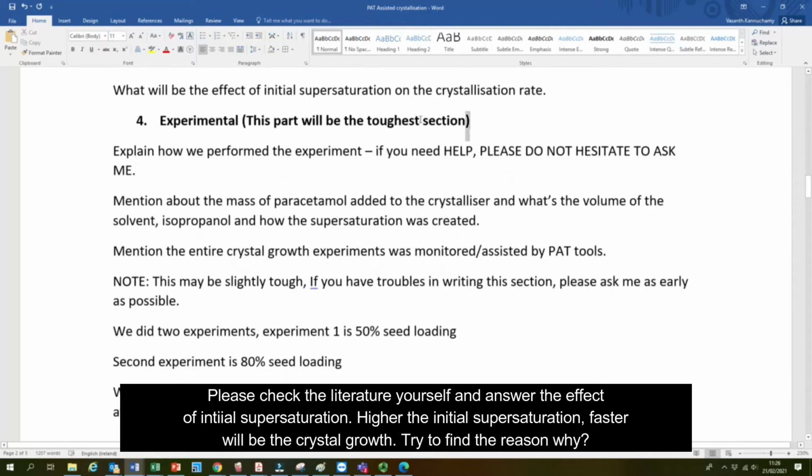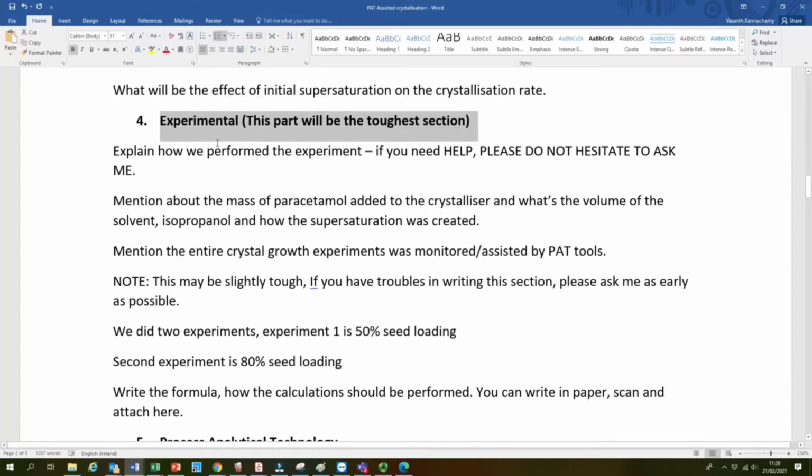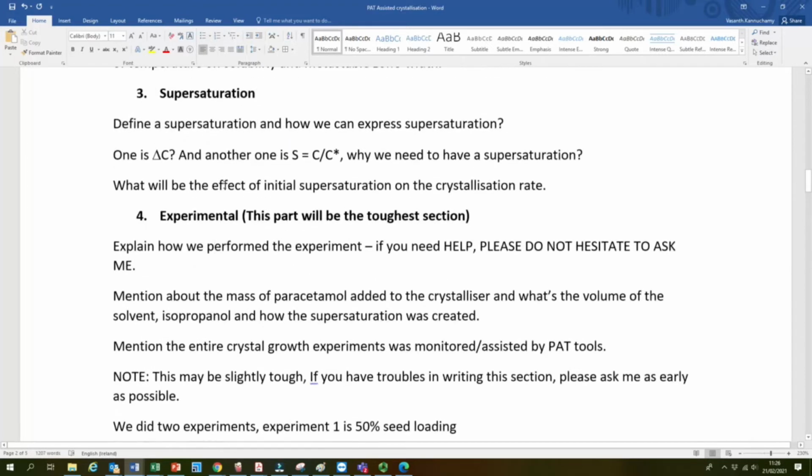This will be the slightly toughest section for you, because I showed you how to perform the experiment in the video, but you have to write it here. You have to write how we perform the experiment, and if you feel this is very difficult, or if you need some help, because this is something like a virtual lab, and if you don't know how to frame the sentence or how to write the protocol, ask me.